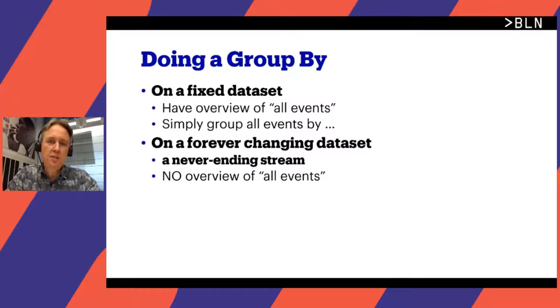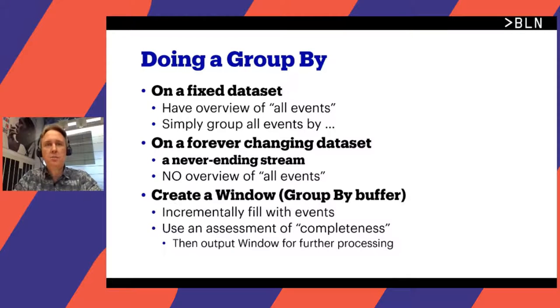And streaming systems like Flink use the concept of a window, which is essentially a group by buffer. You incrementally fill it with events as they arrive, and then have some kind of assessment of completeness. And when that assessment arrives, you take all of these events and you ship them out for further processing.